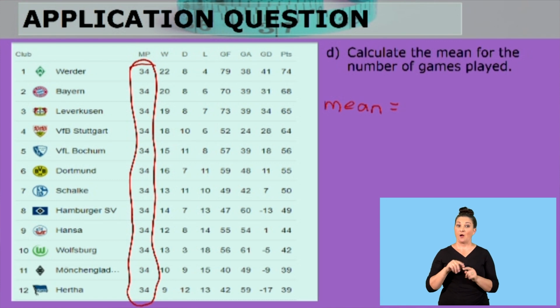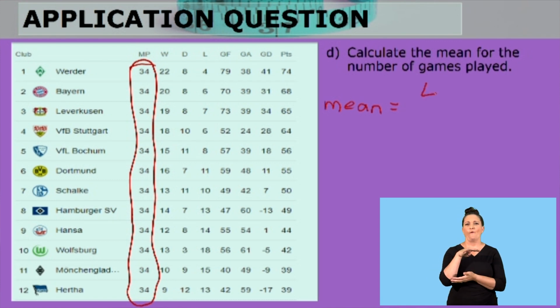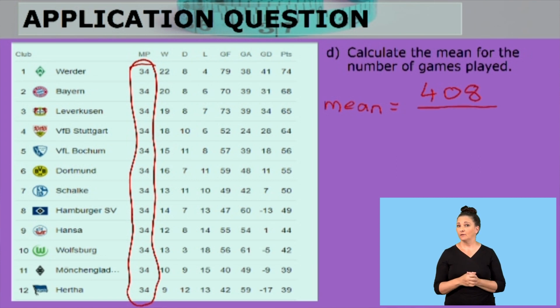If I total all of them, I get 408, divided by the amount of them. There's 1, 2, 3, 4, 5, 6, 7, 8, 9, 10, 11, and 12 of them. So divide this by 12, and my answer is 34. So that's the mean amount of games played. Let's carry on.